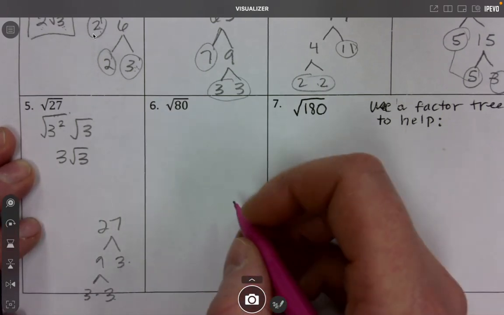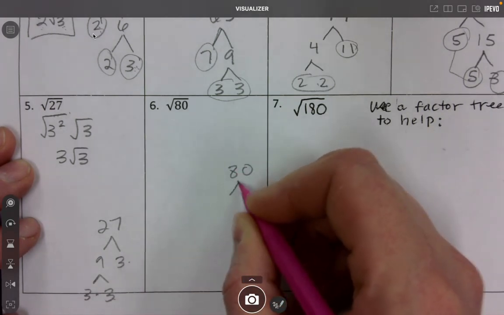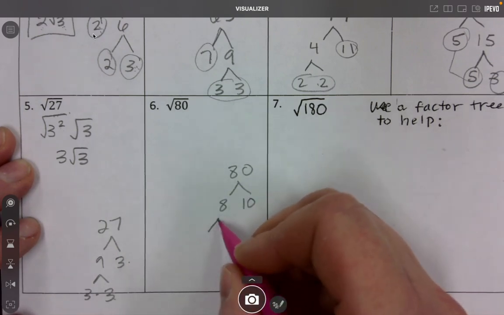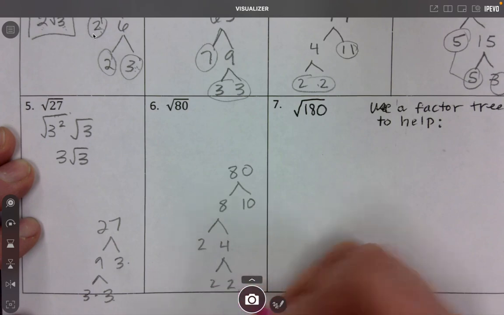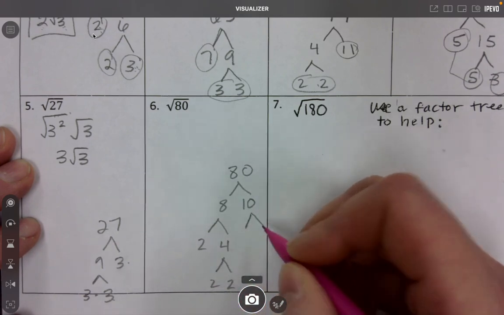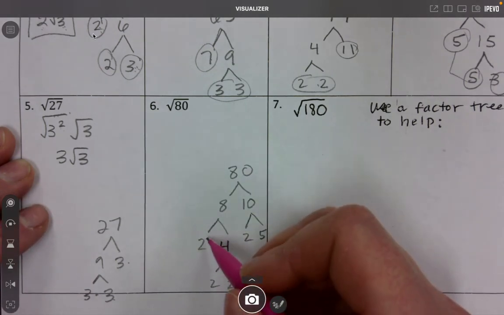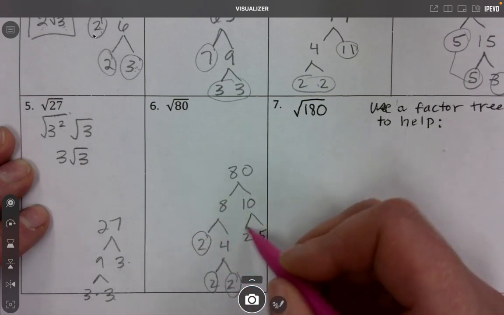80 is a bigger number. I feel like that one's going to be trickier. So let's see what we got. I know 80 is 8 times 10. That's the easiest one that comes to mind. 8 is 2 times 4. 4 is 2 times 2. And then 10 is 2 times 5. Wow. So when we look at our prime factors, they are all the ends of these branches. So the 2 and the 2 and the 2 and the 2 and the 5.